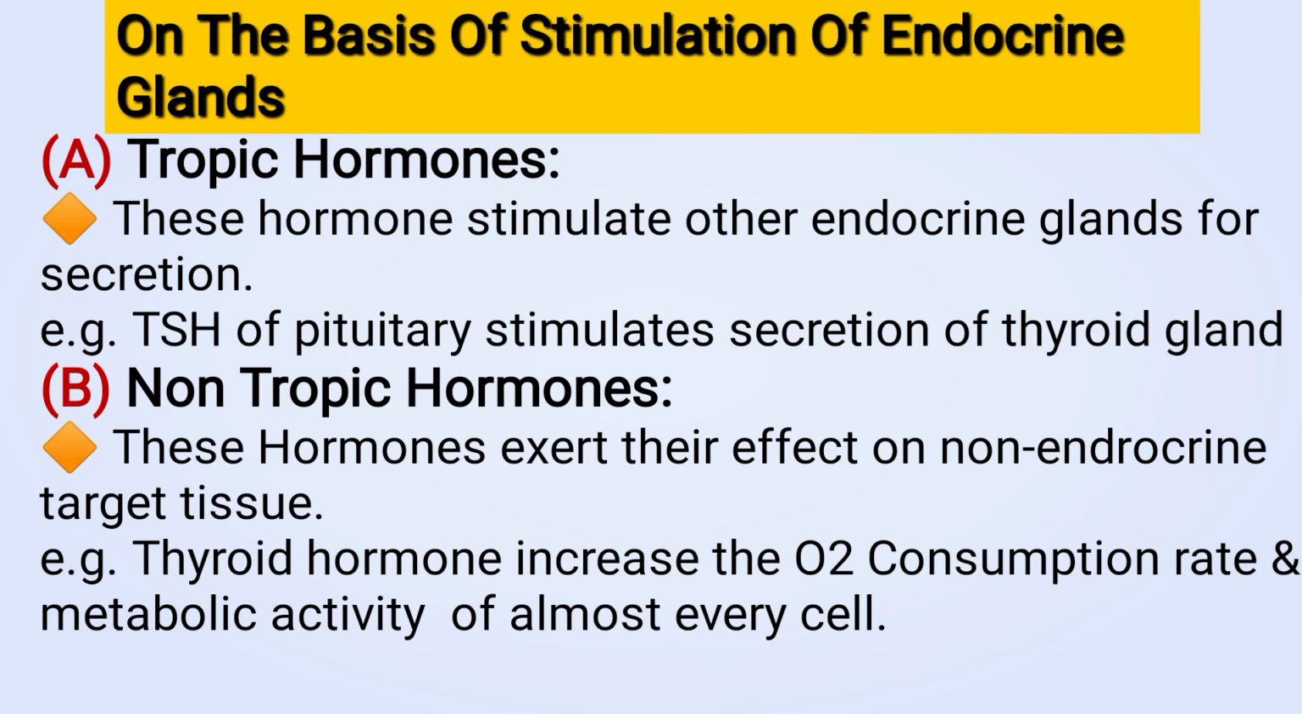Second one is non-tropic hormones. These are hormones that usually exert their effects on non-endocrine target tissues. An example of these hormones is thyroid hormone, which increases the rate of oxygen consumption and metabolic activity of different cells in the body. So this is the overall view about the classification of hormones.